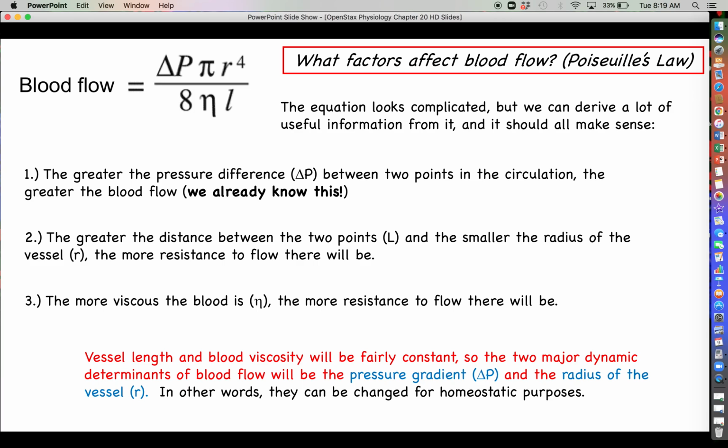So ultimately what this is going to tell us is that the two biggest determinants of blood flow, the most dynamic determinants of blood flow, the things that will change most frequently and have the greatest effect on how blood flows through an organ or a capillary bed, are going to be the pressure gradient, delta P, and the radius of the blood vessel. In other words, when we need to make adjustments through homeostasis for delivering blood to different tissues and organs, altering those two things is how we're going to get the best effects.